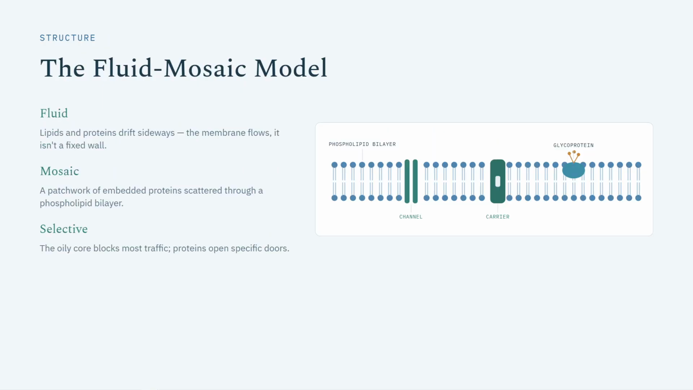So the membrane. Picture a double layer of phospholipids. Each one has a water-loving head and 2 water-fearing tails. The tails tuck inward. The heads face the water on both sides. That's the bilayer. Now scatter proteins all through it. Channels, carriers, receptors. That's the mosaic part. Like tiles set into a floor.